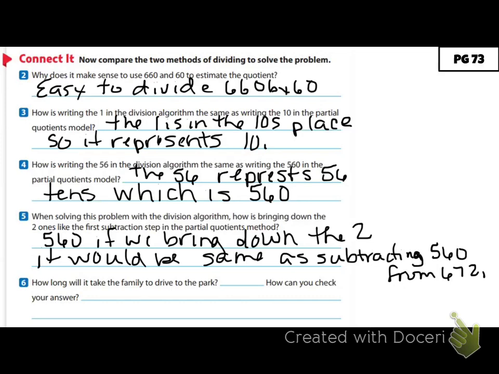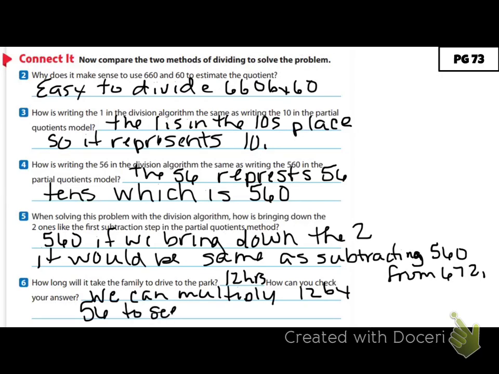So number 6, how long will it take the family to drive to the park? Well, you can look at our problems from the previous page. It would take 12 hours. And then how can you check your answer? We can multiply, because the opposite of division is multiplication. So we can multiply the answer, which is 12, by 56, to see if we get 672.